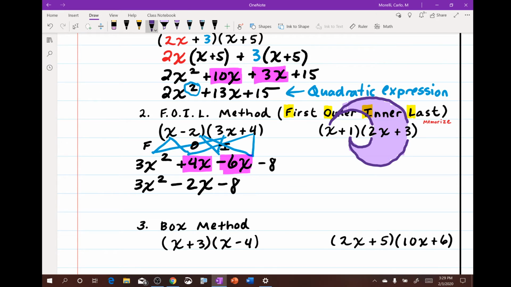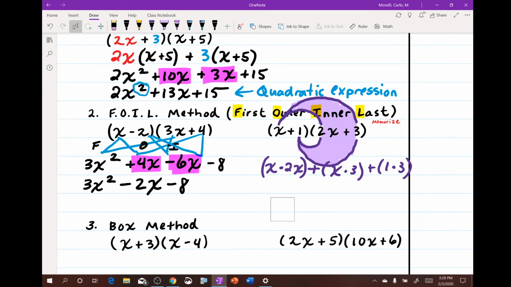Follow what the lines are telling you to do. X times 2x? Yeah, absolutely. So x times 2x. What else should we do? X times 3. So let's do plus x times 3. What else should we do? So we already got x times 2x. We already got x times 3. What else? 1 times 3. And 1 times 2x.